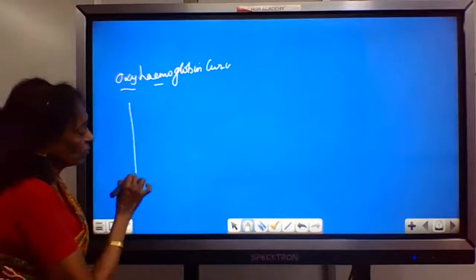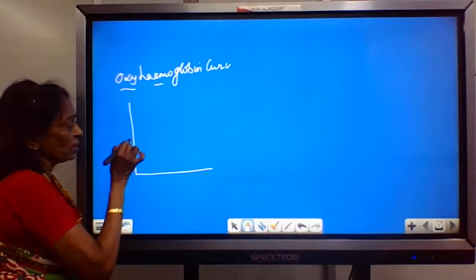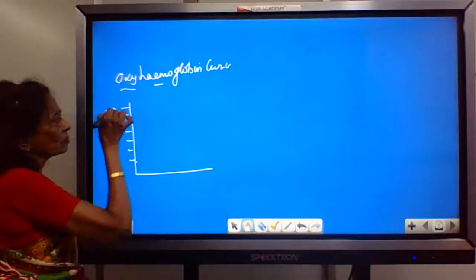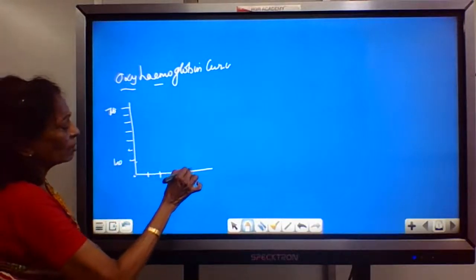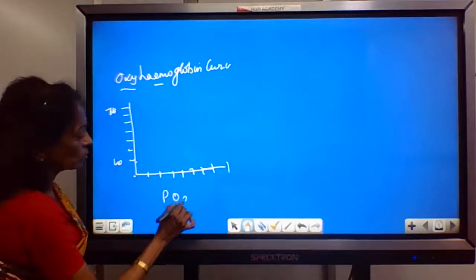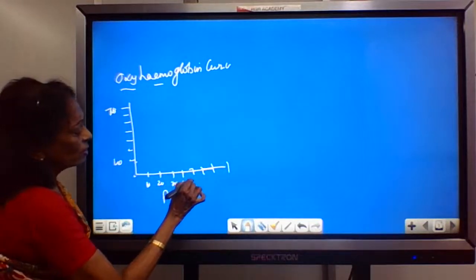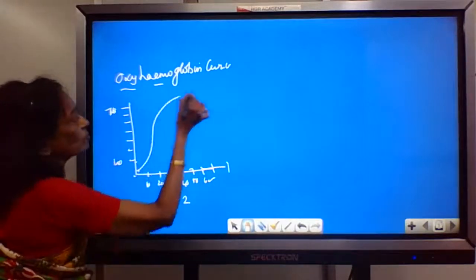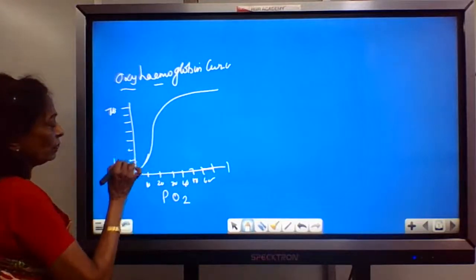So you have the x-axis and y-axis. On the y-axis will be the saturation level, 10, 20, 30, 40, 50, 60, 70. On the x-axis, the partial pressure of PO2, let it be 10, 20, 30, 40. Now the curve will be a sigmoid curve. At the beginning of the curve, the ascent will be sharp, only up till 10, 20, 30.